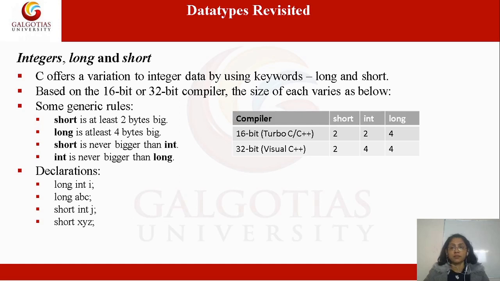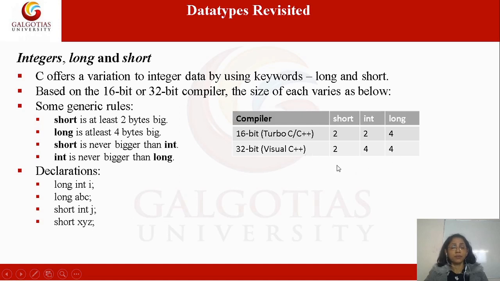Now, under data types, when you studied the integer data type, it provides a variation. Your integer data type can be long or short. Based on a 16-bit or 32-bit compiler, the size of each varies. It is reflected in the presentation. For example, short is at least 2 bytes big, long is at least 4 bytes big, and short is never bigger than int, and int is never bigger than long.